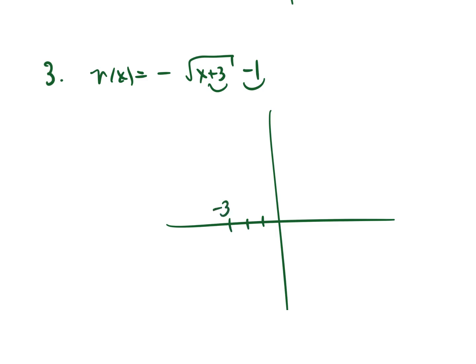So this is going to be 3 to the left. Any plus or minus on the outside is up or down in the same direction, so this is going to be down 1. Okay?